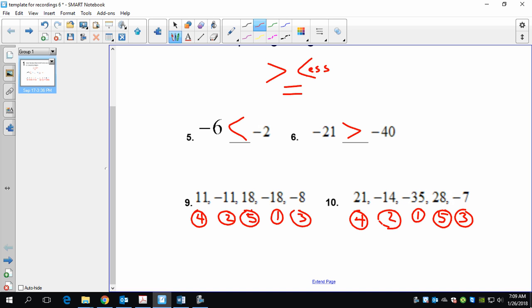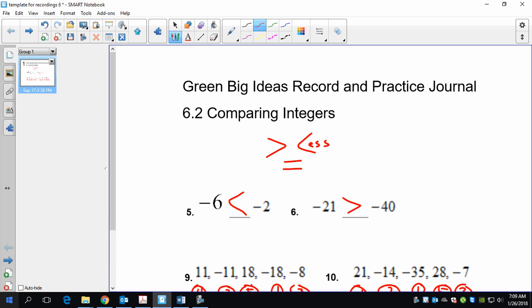So we're working with greater than, less than, and equal to, and we are actually using positive and negative numbers for that. And incidentally, when we have the word integer, integer just basically means positive and negative numbers.